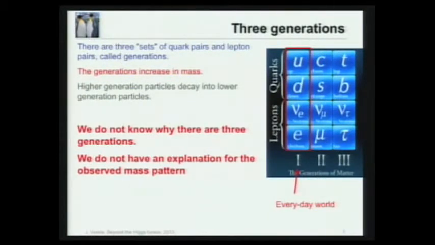Now, the problem of the three generations that I already mentioned. So this is the first family, quarks U and D that make the nuclear matter, the neutrino and the electron, and this is the everyday world. And now I have the second family, quarks C and S, then the top and bottom quarks, and here I have the leptons mu and tau. All these objects: the electron is half an MeV, the muon is 100 MeV, and the tau is 1.8 GeV. And this is a few hundred MeV, this is 1.5 GeV, and this is 173 GeV. We do not know why there are three generations, and we have no idea of an explanation for the observed mass pattern.